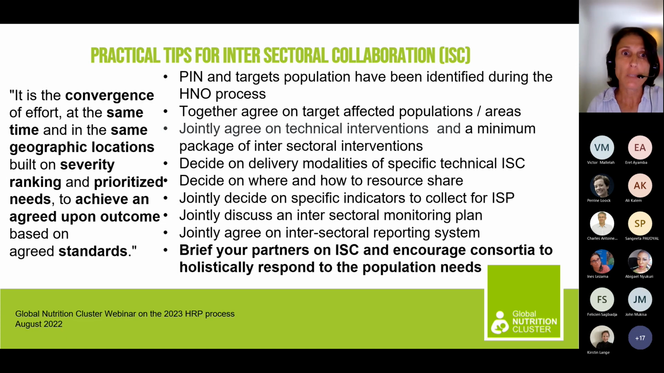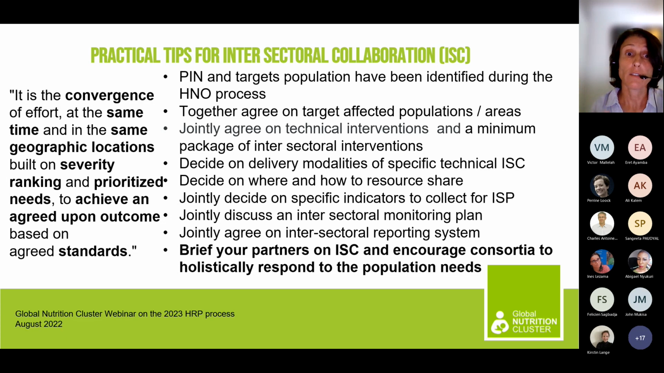Then we will agree on a minimum package. What does this community need from both of us, or the three of us, or the four of us? And then we will decide how we are going to do it. How are we going to deliver those services? And then, of course, like any intervention, we'll need to define joint indicators and how we are going to monitor.